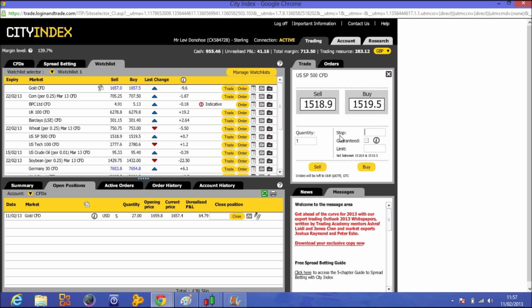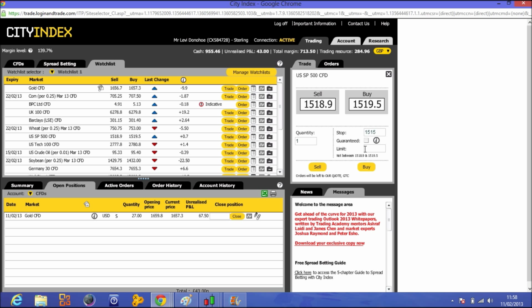Stop is a stop loss. You type in a number. If the market goes to that number or below it, it will automatically dump your holding. So it will sell your shares or whatever for you. It stops you making a big loss, basically. So we're typing a random number there.